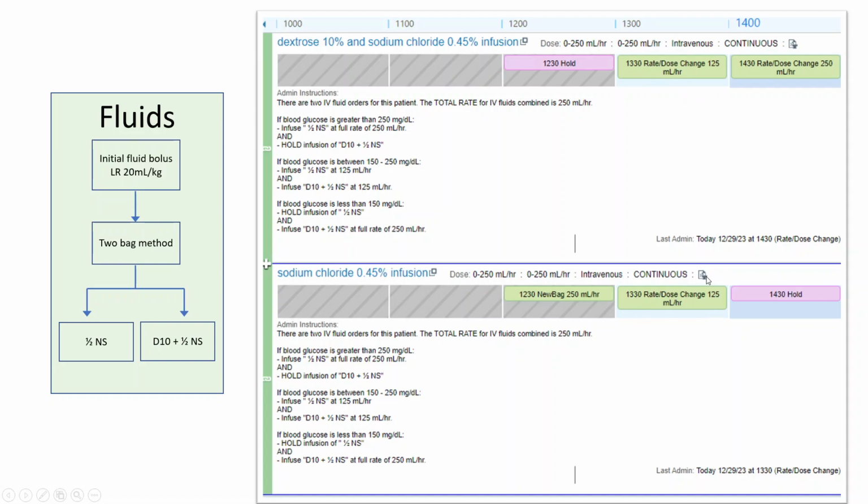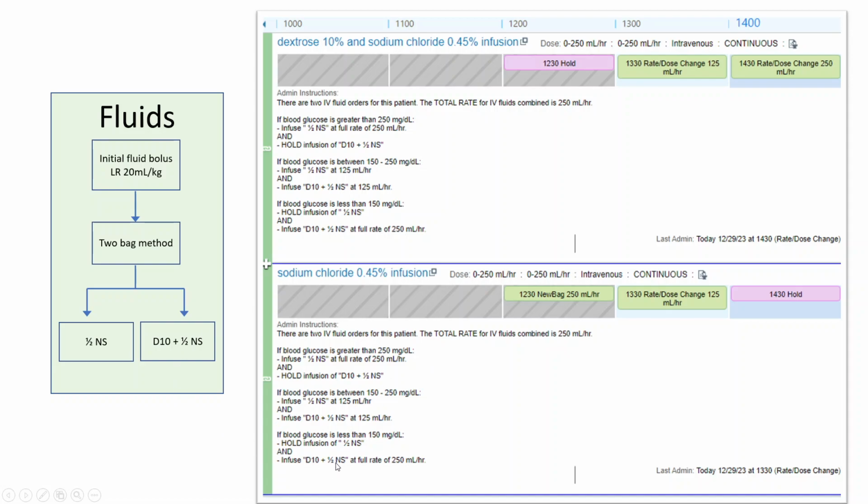Then if the patient's blood sugar falls below the 150 range, I think we said 135, we are going to hold the half normal saline bag and run the half normal saline plus dextrose bag at up to a rate of 250 mLs per hour. Again, we are giving a constant rate of 250 mLs per hour of fluid, just looking at how much of each bag, either dextrose containing or non-dextrose containing fluids, we are giving based off the patient's hourly blood sugar.